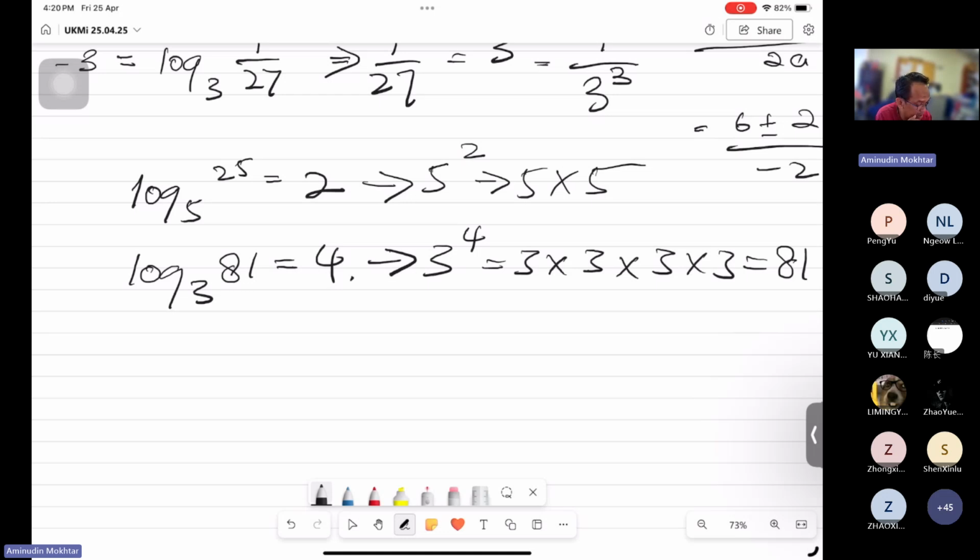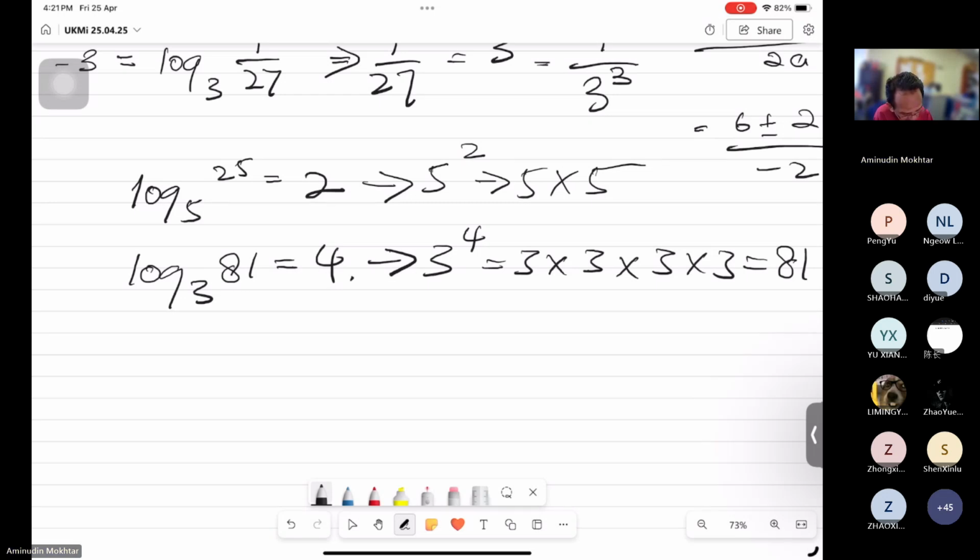That's all about the log, and how we can use log to explain the exponential form. This example shows that there is a close, strong relationship between the log and the exponential. I hope you can follow me. If you have any questions, just let me know.